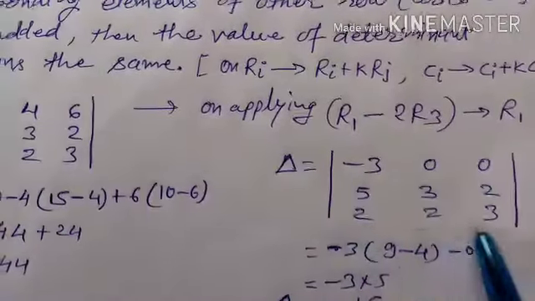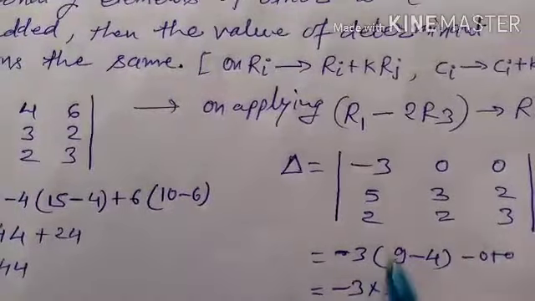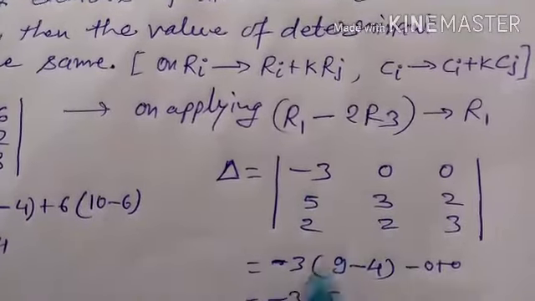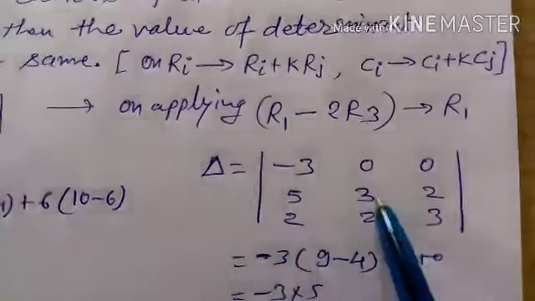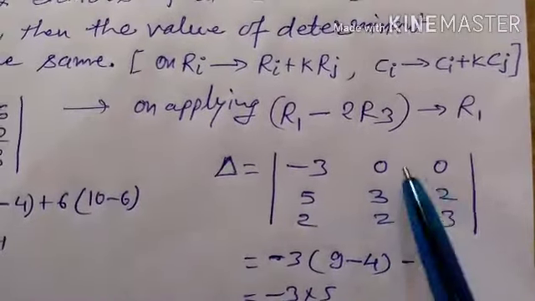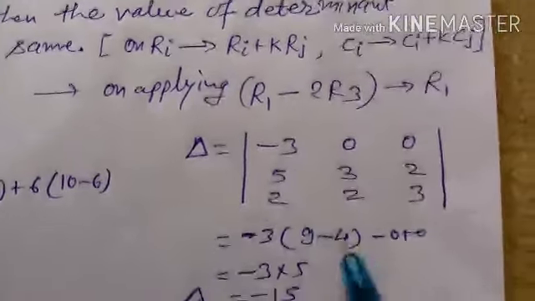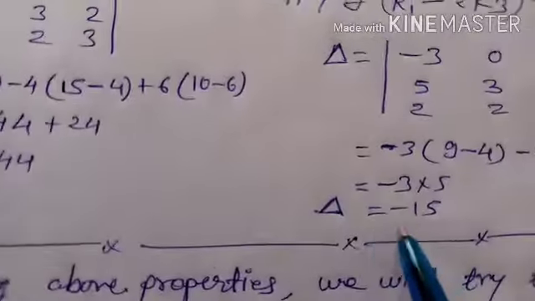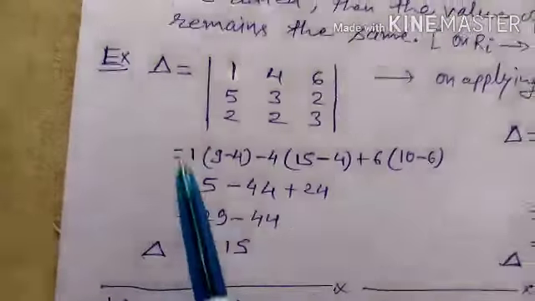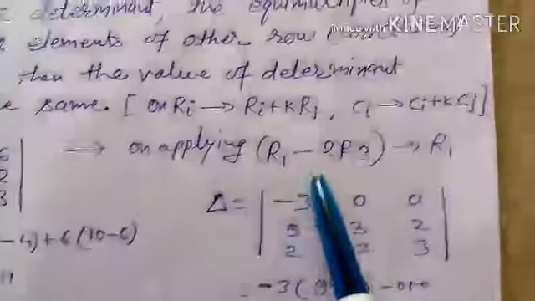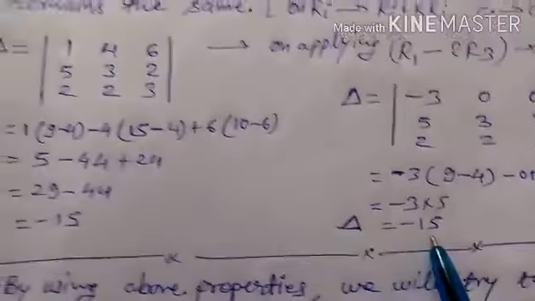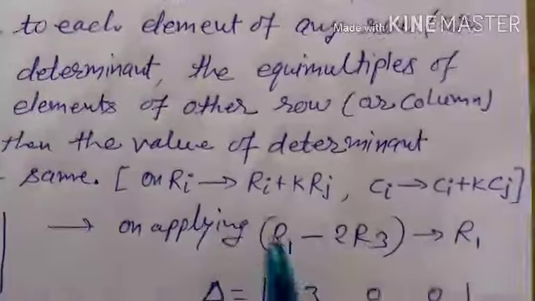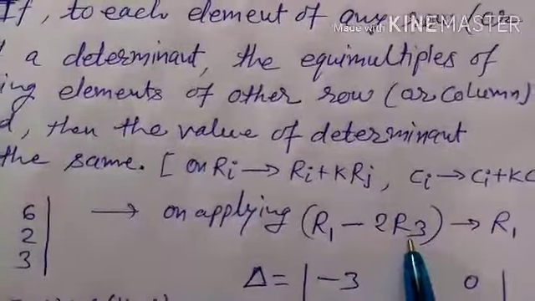The second row and third row are as they are. Once again expand this determinant. In the first row there are 2 zeros, so the calculation will be easy. Minus 3 as it is. Only the first row and first column related. So 3 into 3, 9, 9 minus 4. And the second and third elements are 0, so leave them. 9 minus 4, it means 5. And minus 3 into 5, that is minus 15. It means the value of the determinant remains same. Once again, our previous value was also minus 15, and on applying this operation, the value is once again minus 15. So there is no effect if we apply this type of elementary operation.